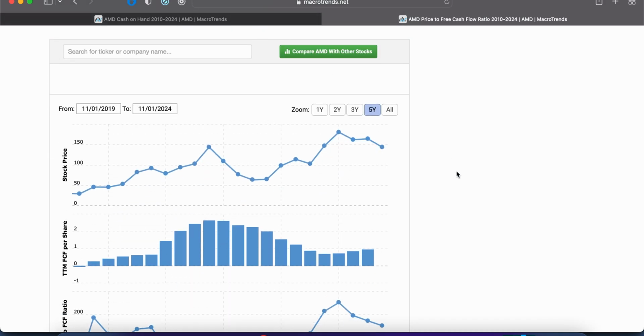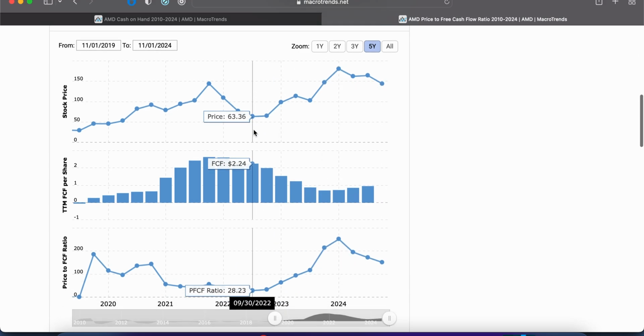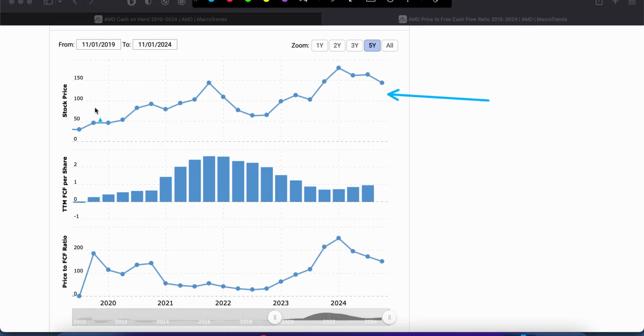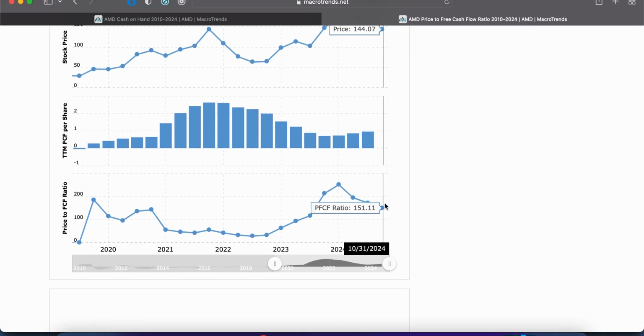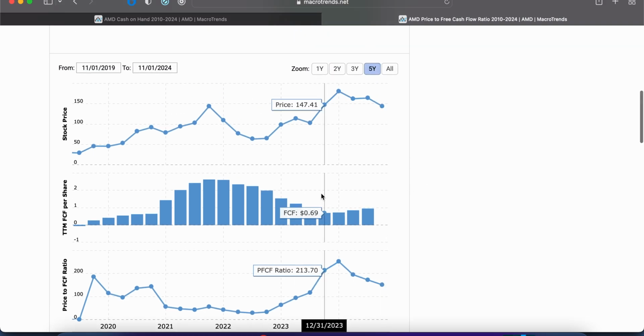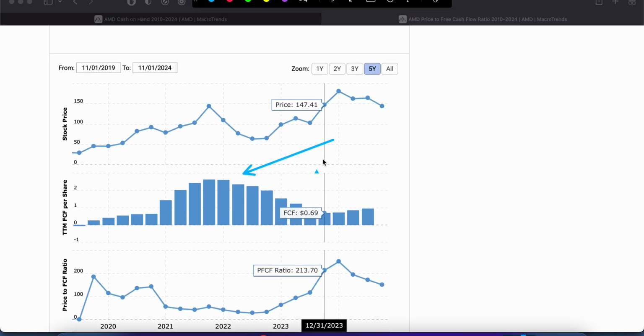So one thing I want to show here is, you see 3 charts. Actually you have it here. Stock price performance, free cash flow per share, free cash flow, price to free cash flow ratio, okay? So the current ratio, what is it? We have somewhere below 200, so 150, okay? And then you can see the trend, right? Why in 2022 this stock declined. You can see the price decline.